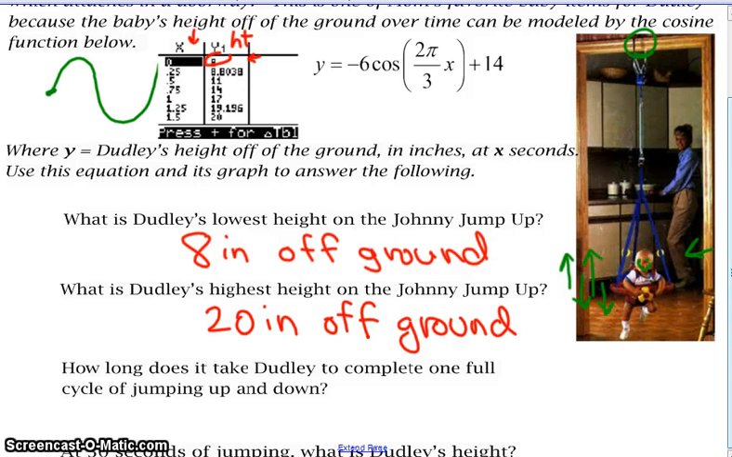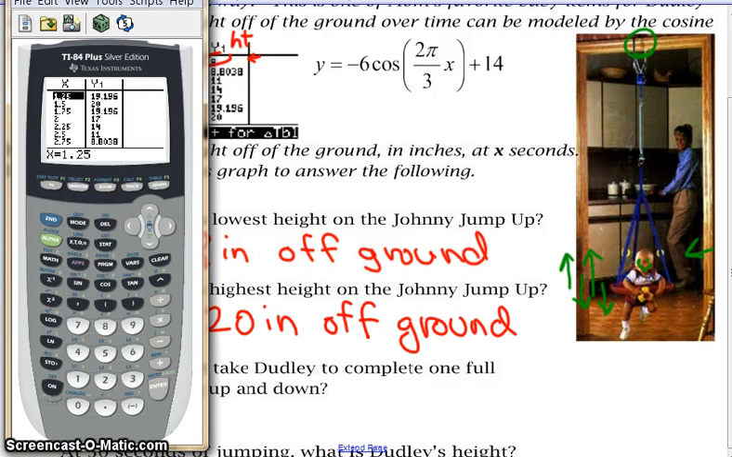How long does it take him to complete one full cycle of jumping up and down? How long? We're looking for time. Where's time again? Oh, time is in the X column. So let's see if we can trace how long it takes. I'm going to go back to 0 for my start. Take a look at that table and see how long it takes for him to get to 8 inches off the ground again. So I scroll down. At 1.5, he's got his high of 20 inches. Where does he get to 8 inches again? There it is. He gets to 8 inches at 3 seconds.